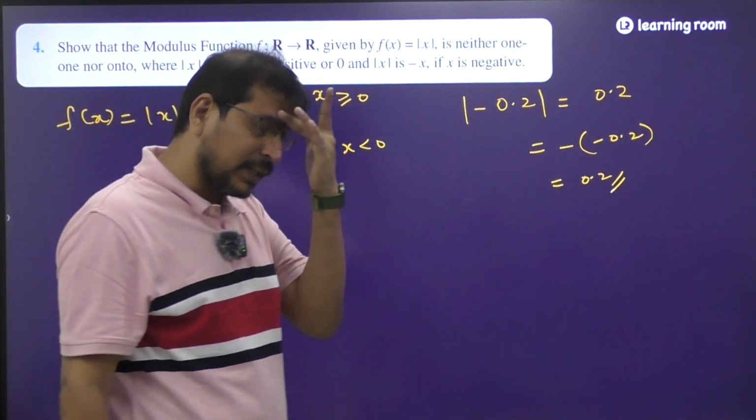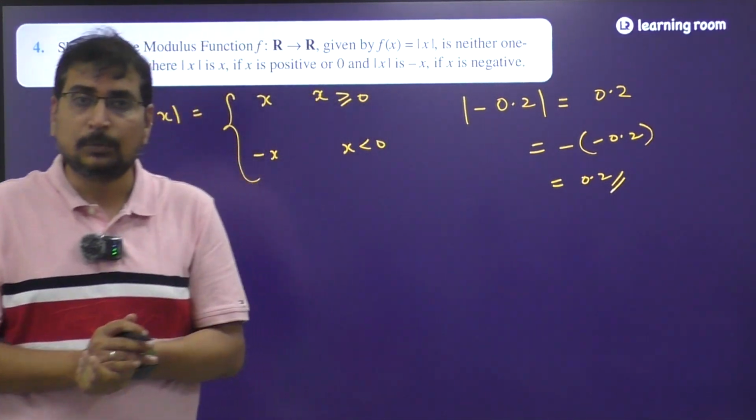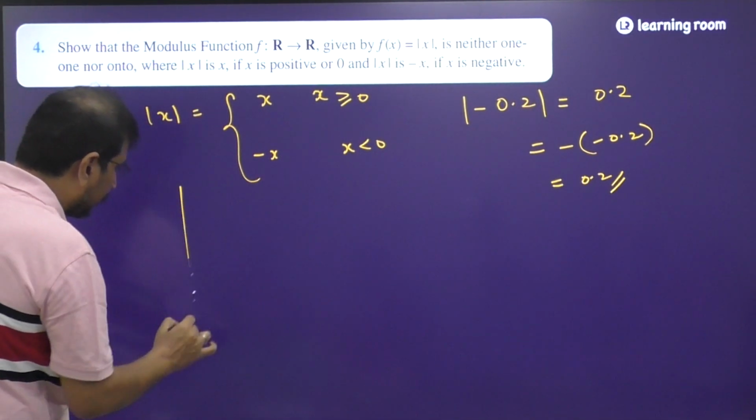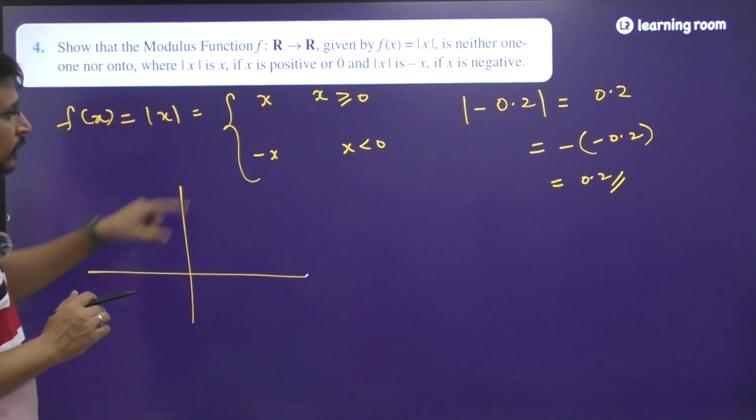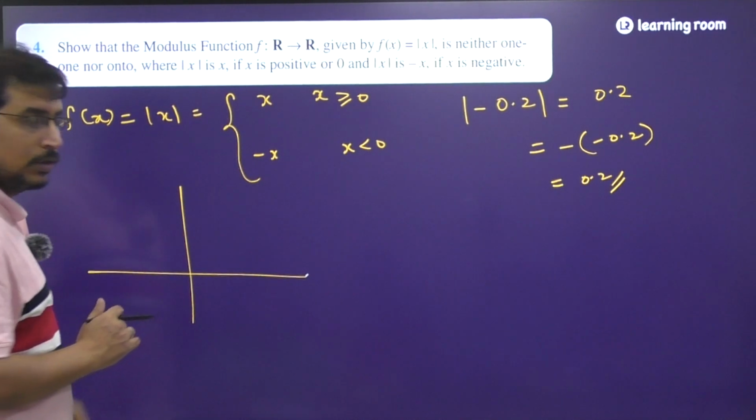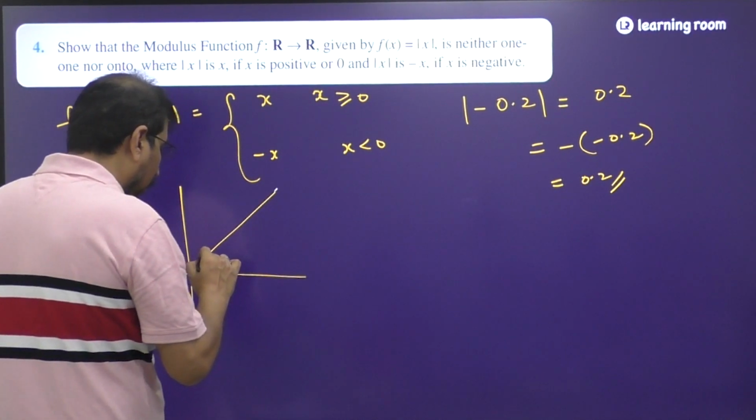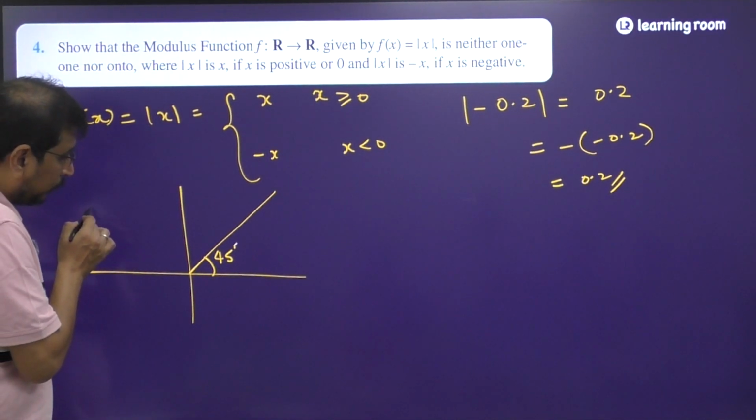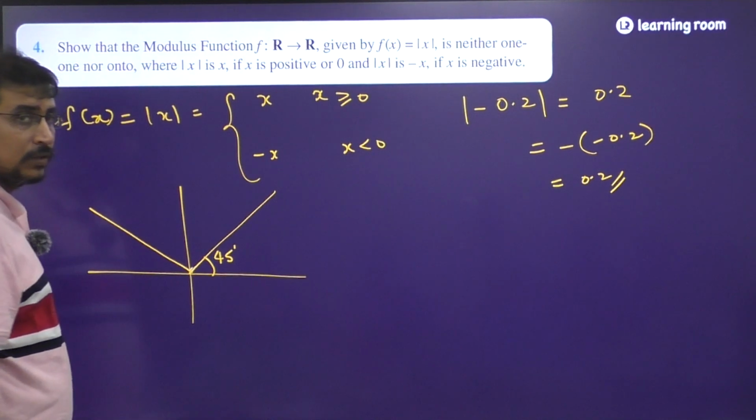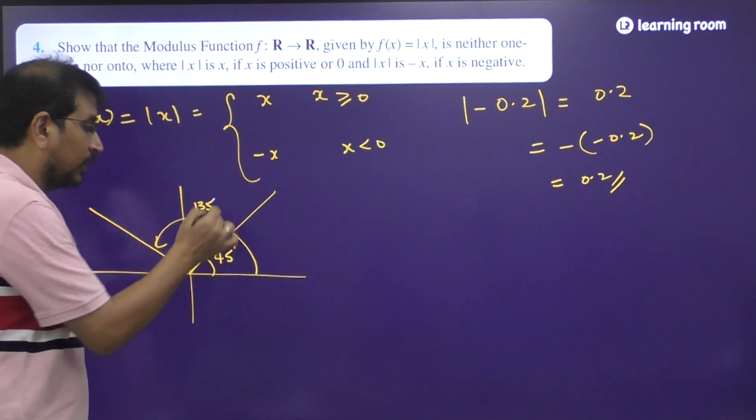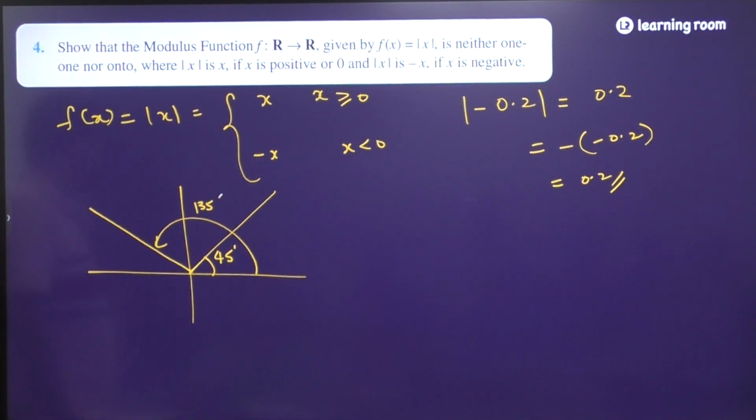Having said this, how is the graph going to be for this? What is the shape of a modulus function's graph? It is going to take the shape of a V. So y is equal to x is a straight line passing through the origin, making an angle of 45 degrees with respect to the x-axis. What about negative of x? It is also a line passing through the origin, making an angle of 135 degrees with respect to the x-axis in the anti-clockwise direction. So it takes a V shape.